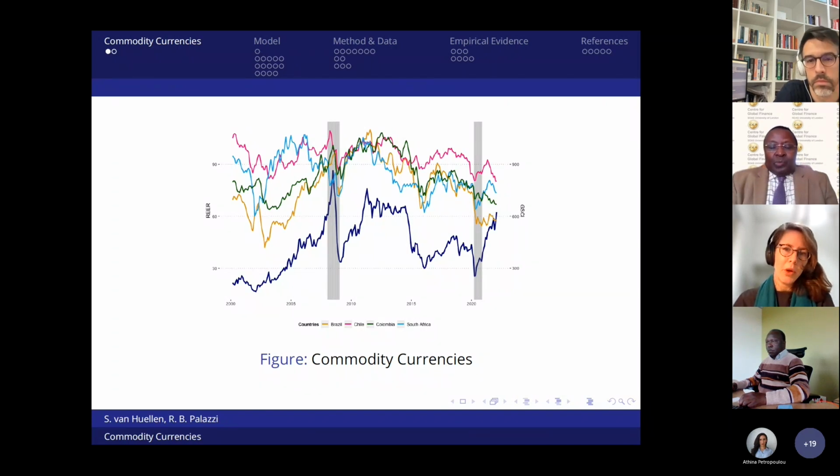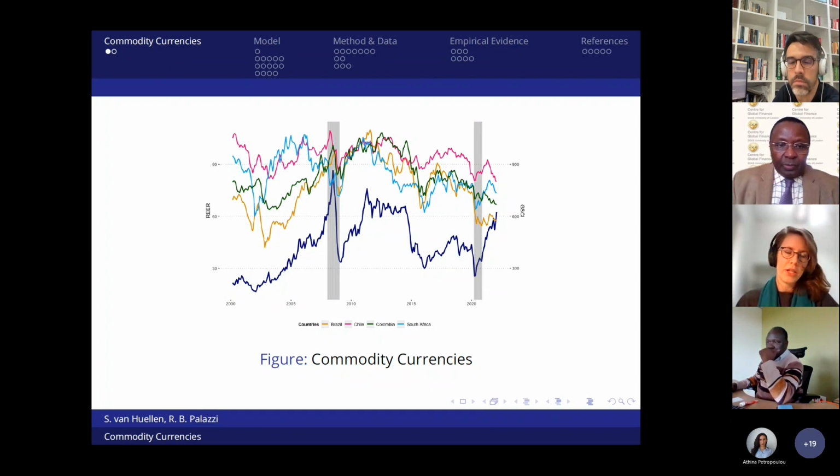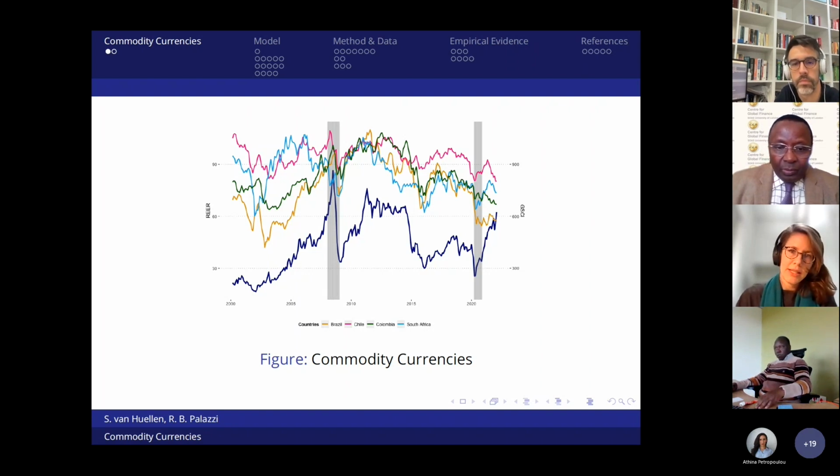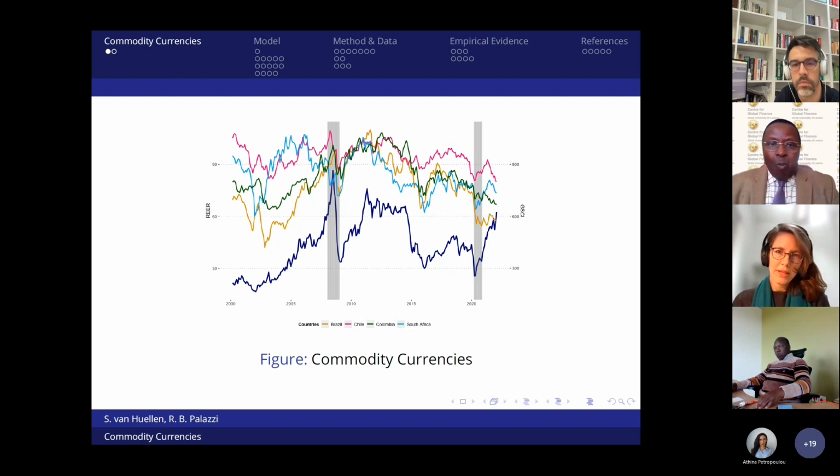The motivation of commodity currencies has been an old one. This is a simple plot of the exchange rates of the four countries that we are looking at in our study in particular, and an index for commodity prices. And we see that there seems to be some correlation. It's not necessarily consistent. There are differences across countries, but for some countries, it seems to be relatively strong, not necessarily over the entirety of the period.